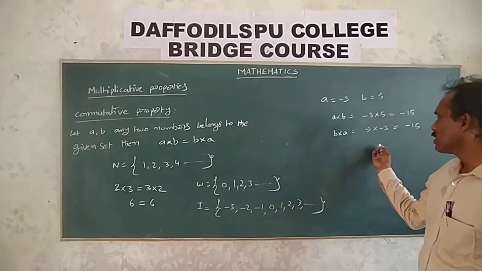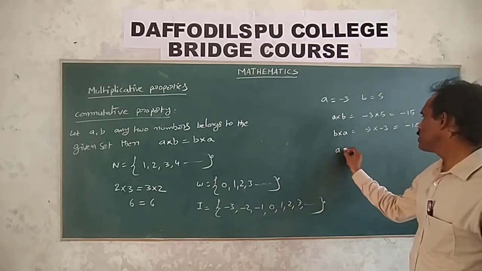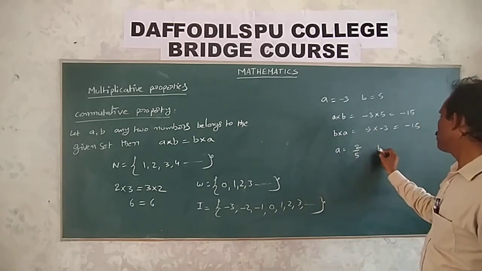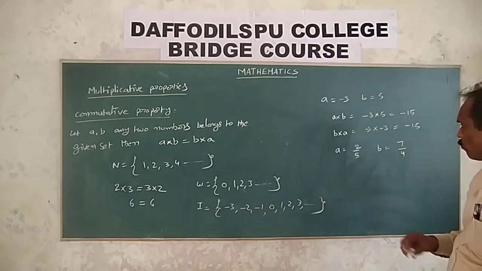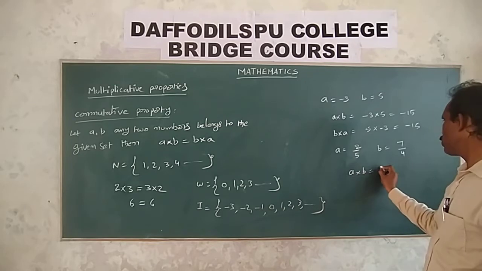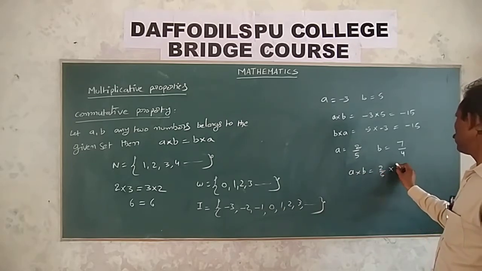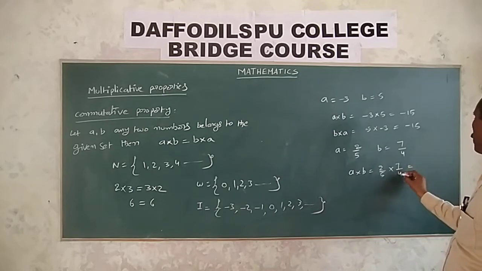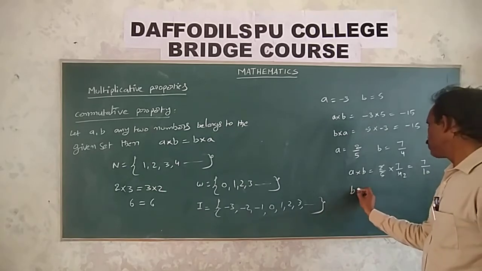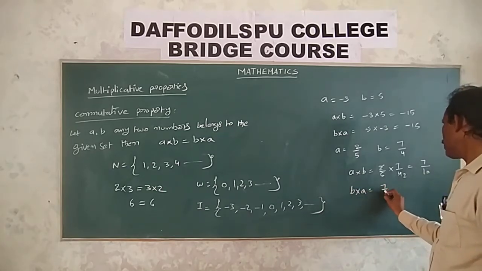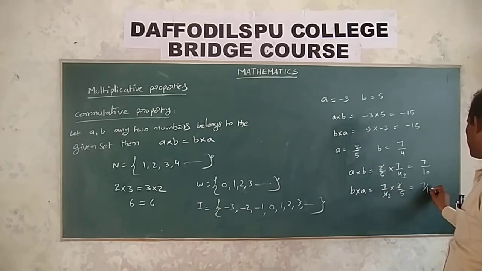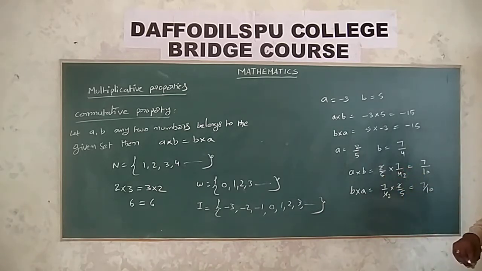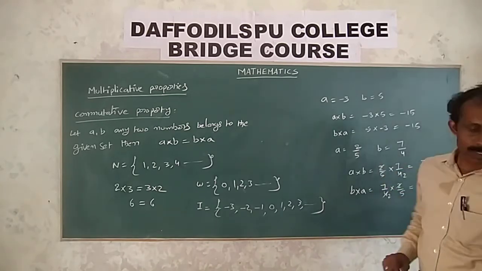Suppose we take rational numbers. Let A be 2 by 5 and B be 7 by 4. Let's see. A into B is equal to 2 by 5 into 7 by 4. That implies 2 will cancel. Therefore, 7 by 10. B into A is equal to 7 by 4 into 2 by 5, cancel 2, here also 7 by 10. So the commutative property is satisfied for rational numbers also. This is the commutative property.